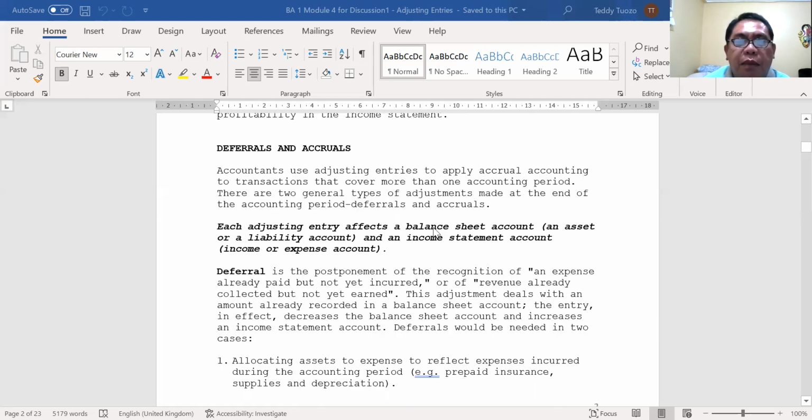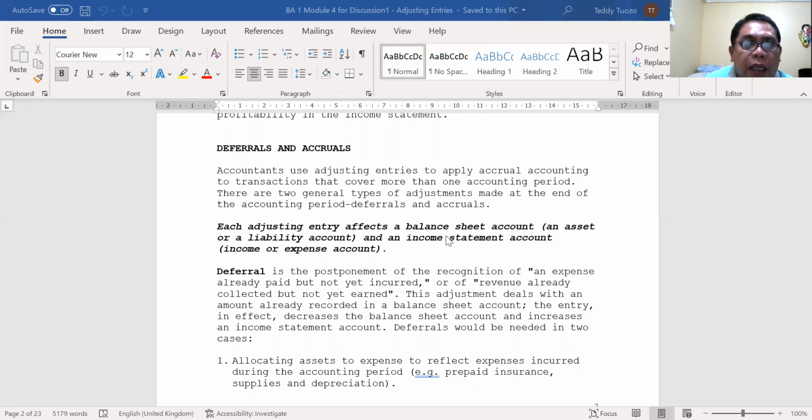Each adjusting entry affects a balance sheet. Take note, class, this is very important, that each adjusting entry affects a balance sheet account, an asset or a liability account, and an income statement account. It's either an income or expense account. So you have to take note that each adjusting entry, whether a deferral or accrual, requires an adjustment on an asset or liability account, and the other account would affect, of course, the income or expense account.